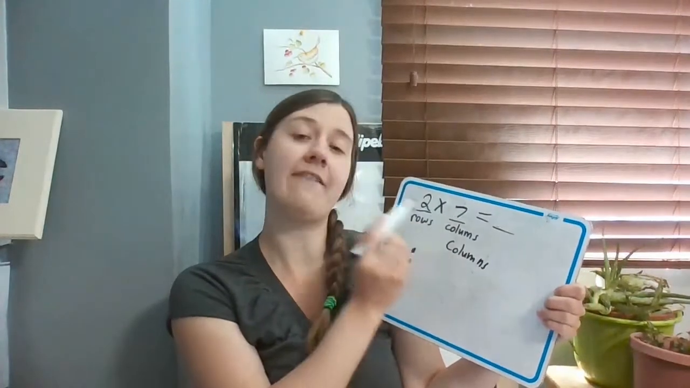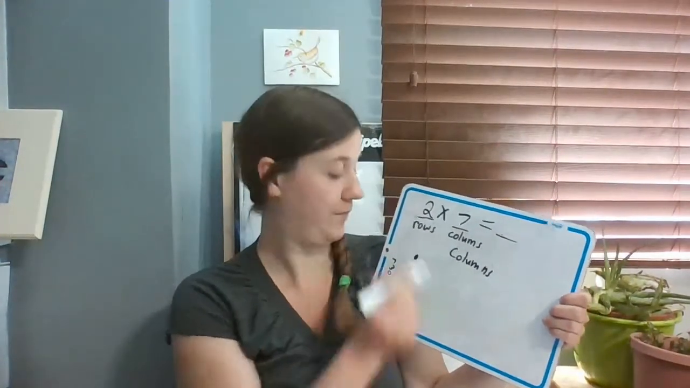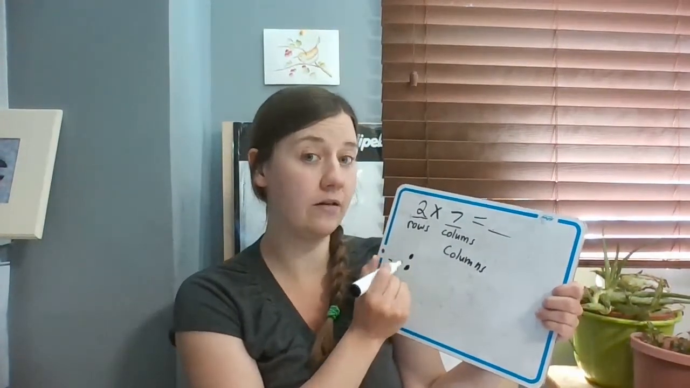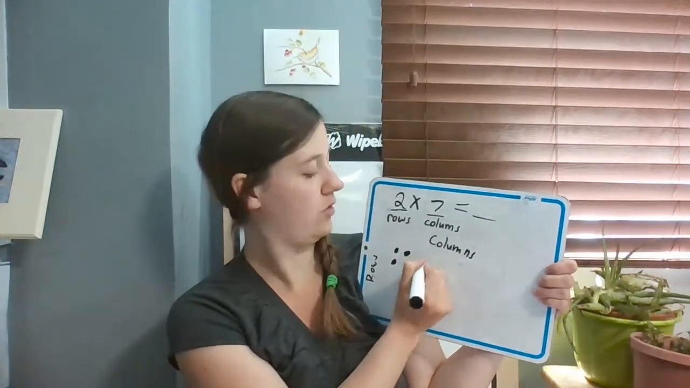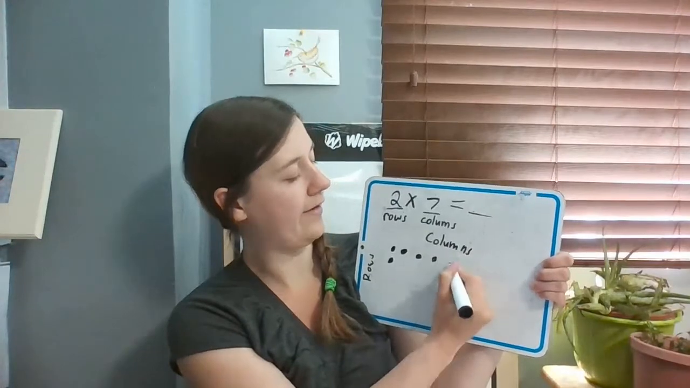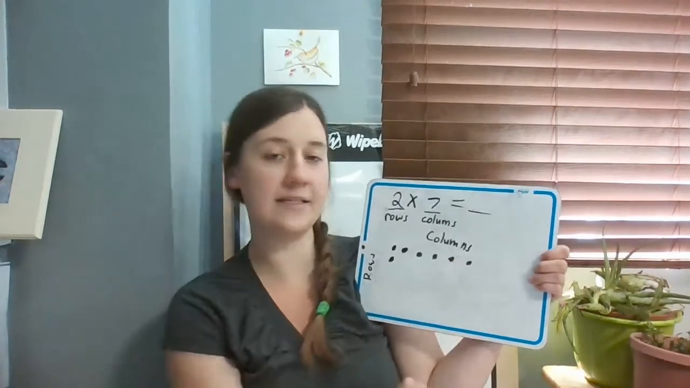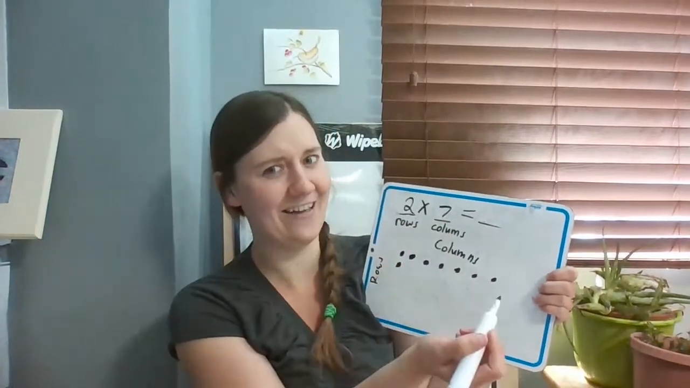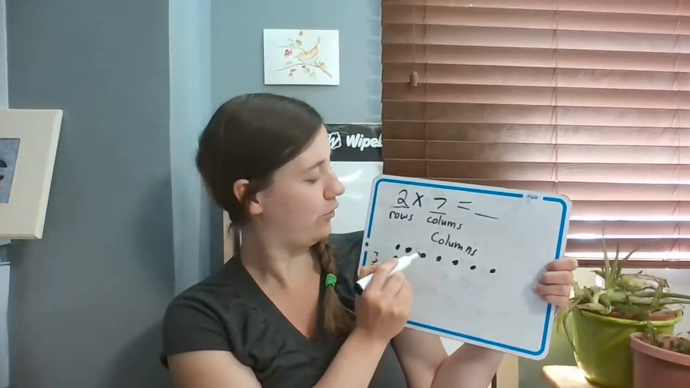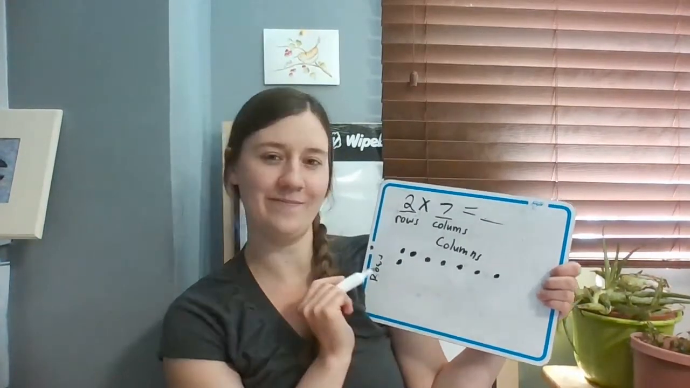But now I need 7 columns. Remember, I already have 1 here. So that's 1 column, 2, 3, 4, 5, 6, 7. It's 7, right? Yeah, let's count that again. 1, 2, 3, 4, 5, 6, 7.